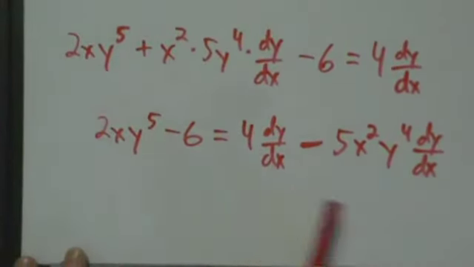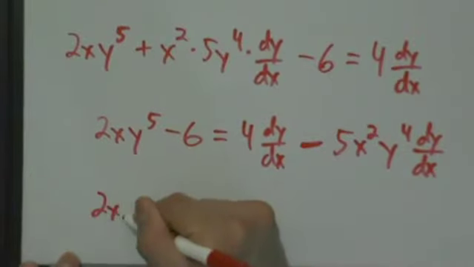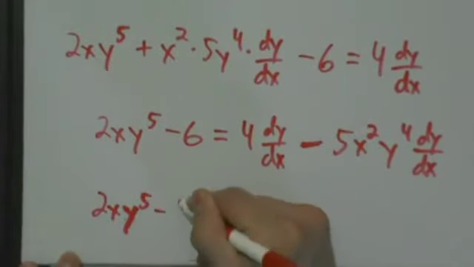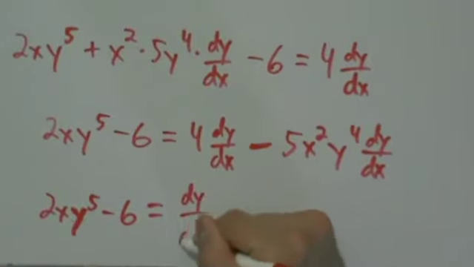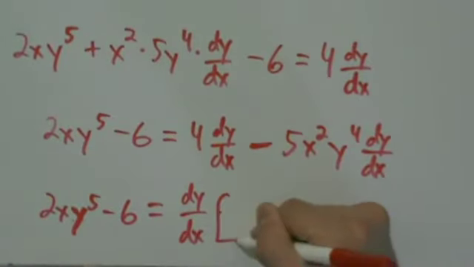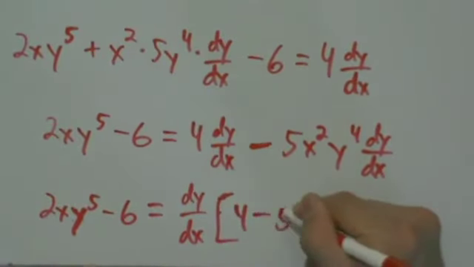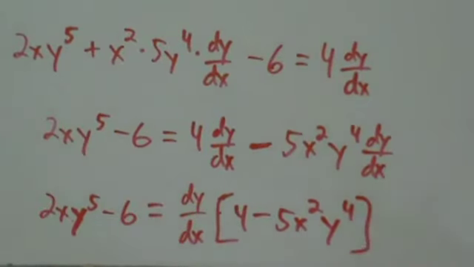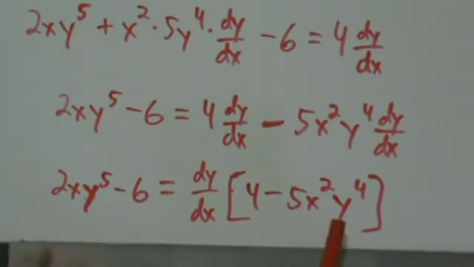now we have all of our dy dx's on one side, and everything else on the other side, so let's go ahead and factor dy dx. So the left side is still the same, 2x y to the fifth minus 6 equals, now on the right we have dy dx times the quantity 4 minus 5x squared y to the fourth. Didn't really need square brackets, but I put them for some reason. So anyway, dy dx times all this stuff equals that stuff.